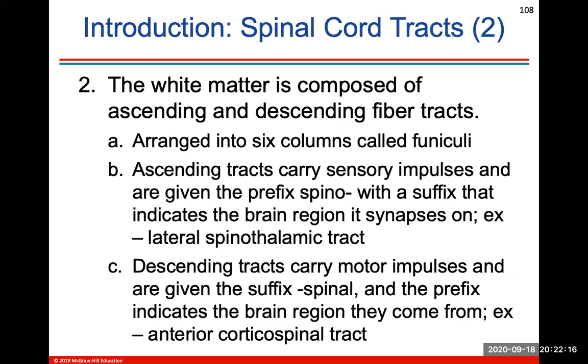The ascending tracts that go up to the brain carry all sensory impulses and are given the prefix spino, and the rest of the name indicates the brain region where it synapses. An example of this is the lateral spinothalamic tract, which will synapse in the thalamus region. Descending tracts carry motor impulses down from the brain to their effector organ or gland, and they are given the suffix spinal, and the prefix indicates the brain region they come from. An example is the anterior corticospinal tract.